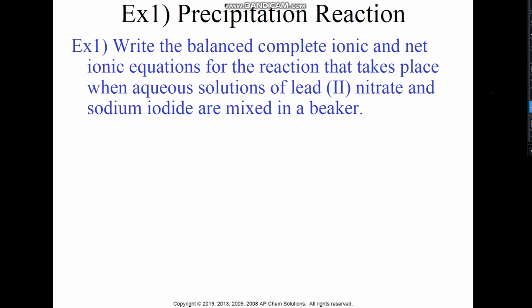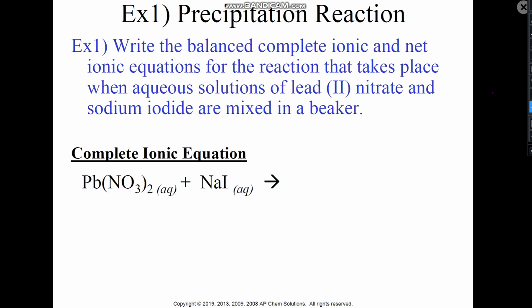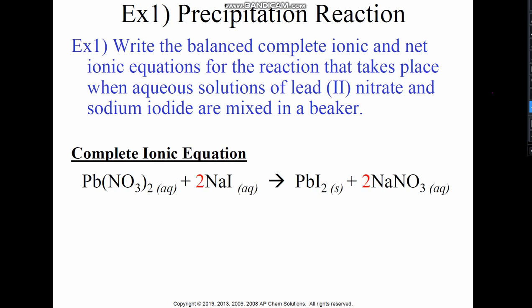So you see the lead 2 nitrate and the sodium iodide, and then you're going to want to balance that. What we know is that anything with a nitrate is going to be soluble in water. So your nitrates are always going to cross out. They're going to be spectator ions. We also know that our sodiums will always be spectator ions, and those are always going to be crossed out.